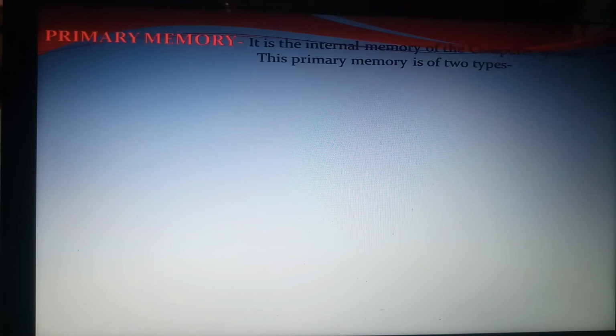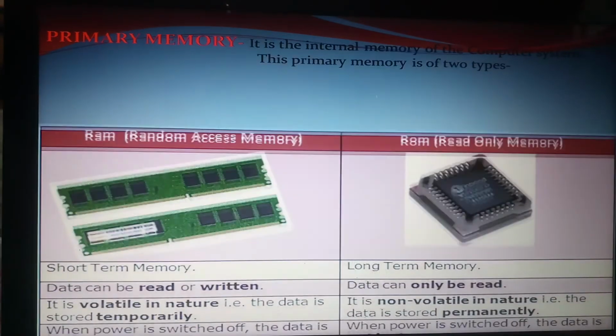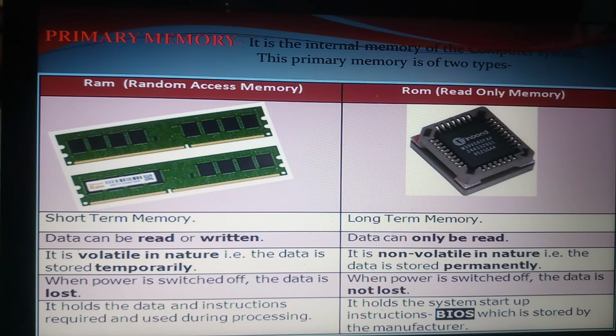Let's do primary memory in detail. It is the internal memory of the computer system. This primary memory is of two types: RAM and ROM. Difference between RAM and ROM: RAM is short-term memory, ROM is long-term memory. In RAM, data can be read or written. In ROM, data can only be read.